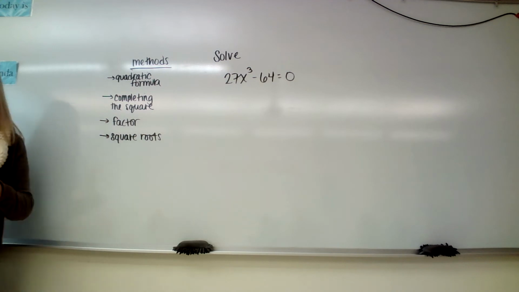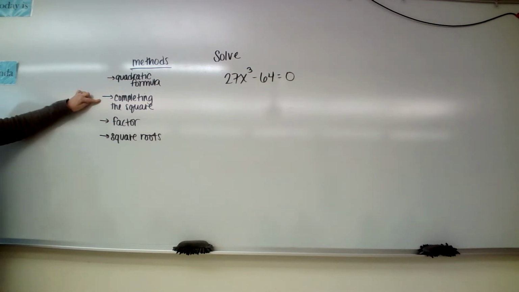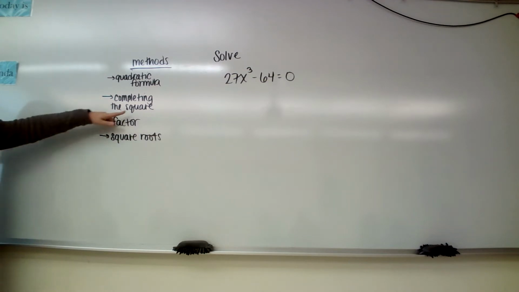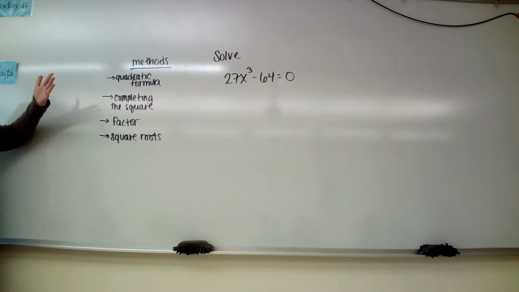So one, quadratic formula is out. To use quadratic formula, you need to have a quadratic. You can only have something with x squared. Completing the square is out. Once again, you have to have it be something squared to complete the square. Square roots is out. You can't take the square root of something that has a cube. Factoring is going to be our friend for ones that look different.